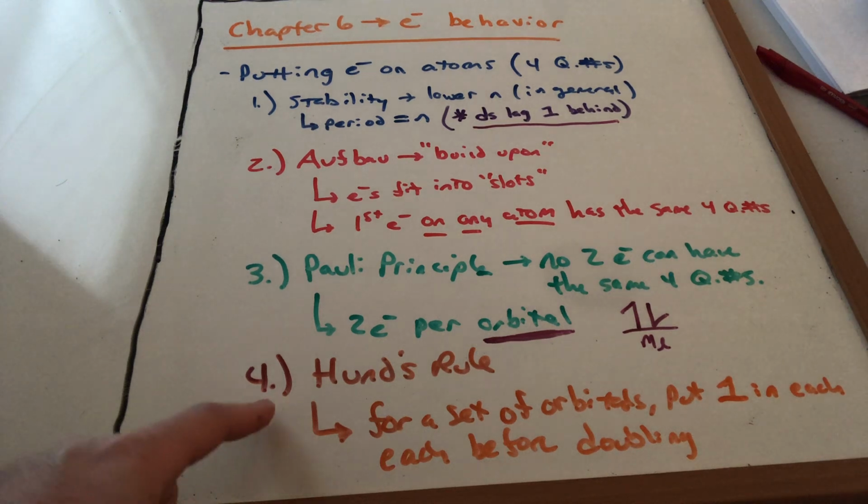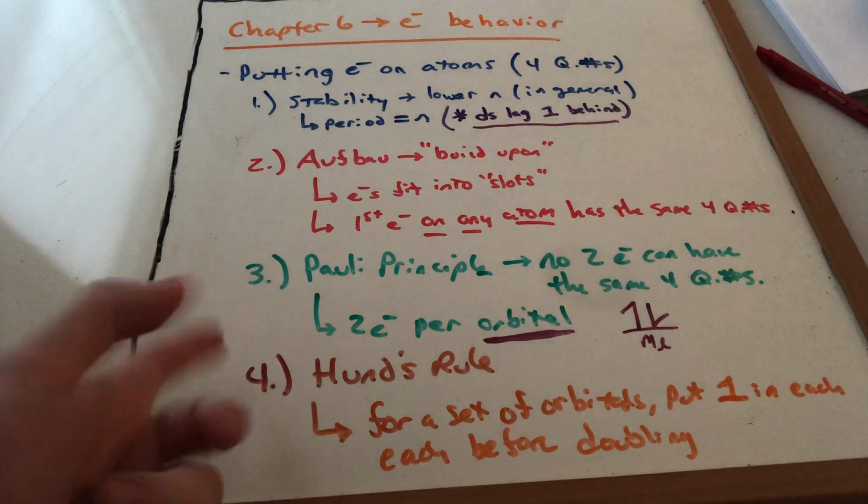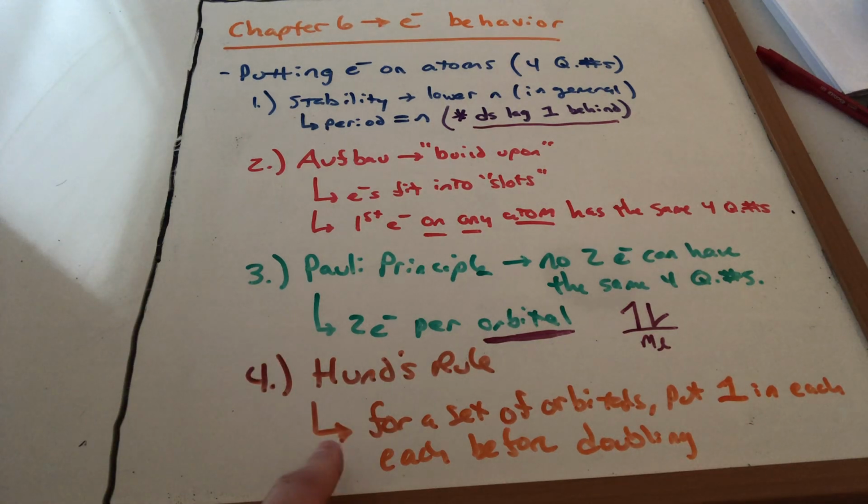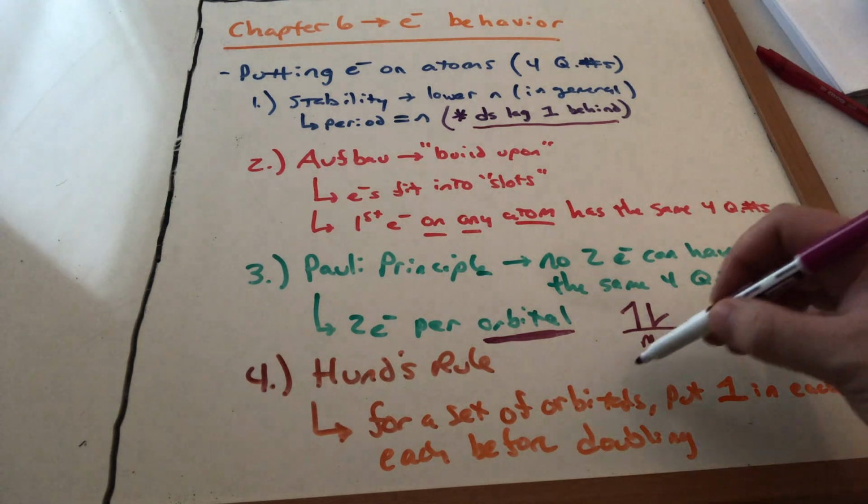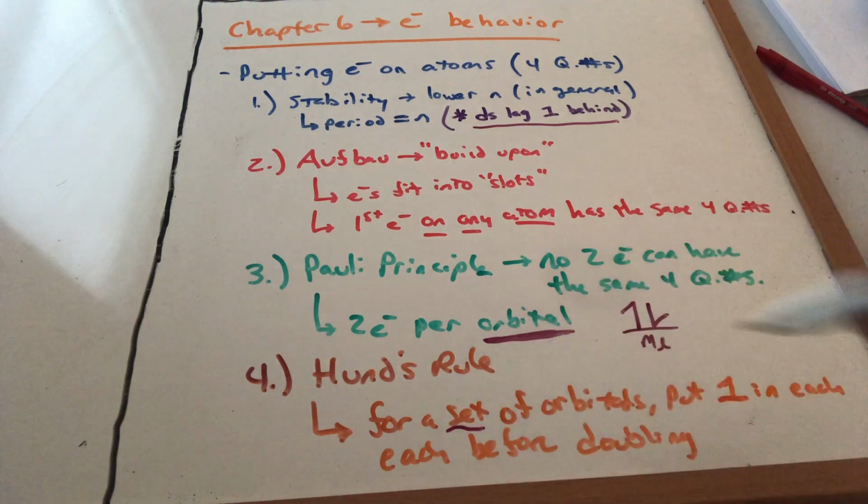Excuse me. The final rule is called Hund's rule of maximum multiplicity. But for us this semester, Hund's rule is fine enough, right? And what Hund's rule tells us is that for a set of orbitals, you put 1 electron in each before doubling up. So where this matters is when orbitals show up as a set.